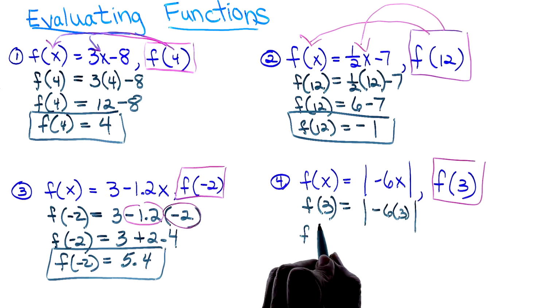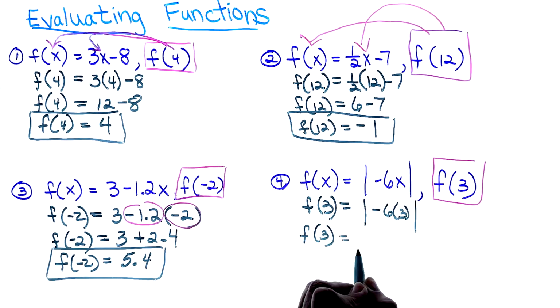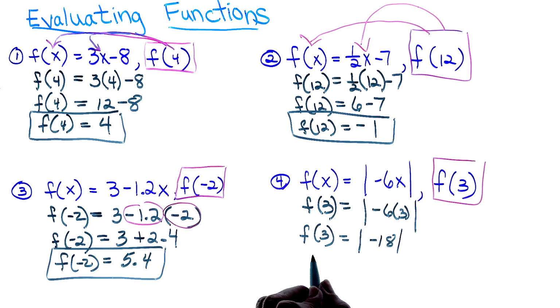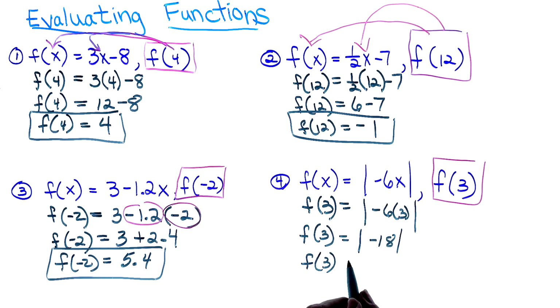So my f of 3 is equal to a negative 6 times 3 is a negative 18. Again, that's in the absolute value symbol. So now I know my final answer, because absolute value, the answer is always positive because it's a distance something is from 0. So f of 3 is equal to 18.